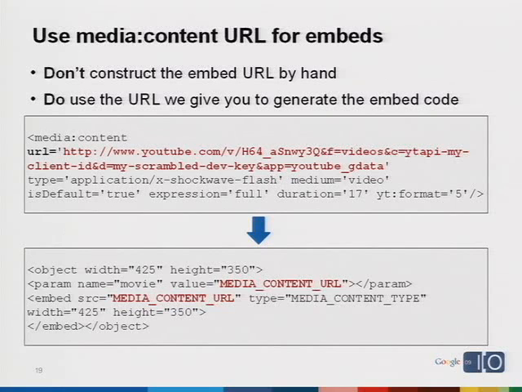The next tip that I want to highlight is to avoid trying to construct the embed URL by hand. We know it's really easy to do: you take the video ID and prepend it with youtube.com/v/. Don't do that. Instead, use the media content URL that we provide in the feed response. If you look at the URL that we give you, it actually contains a lot more information than what you normally find. Of note is the client ID, a scrambled version of your dev key.